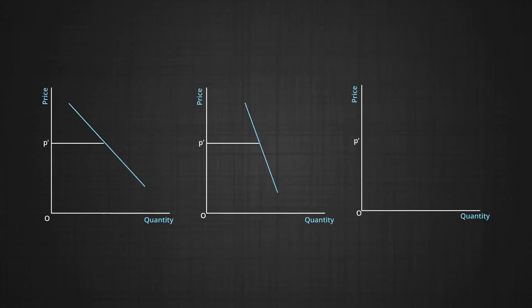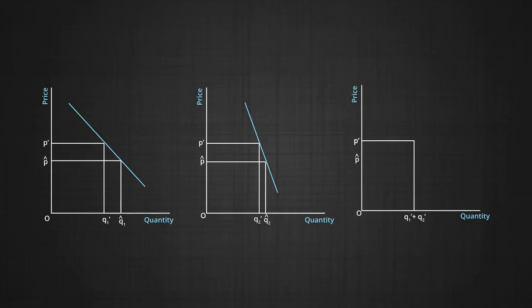Assuming that there are only two consumers in the market and the price is P prime, the demand of the first consumer is Q1 prime and that of the second consumer is Q2 prime. So, the market demand for the commodity at P prime is the sum of individual demands at that price, which is Q1 prime plus Q2 prime. Similarly, at a different price, say P hat, the first consumer has the demand Q1 hat and the second consumer has the demand Q2 hat. So the market demand for the commodity at P hat is the sum of individual consumer demands, which is Q1 hat plus Q2 hat.